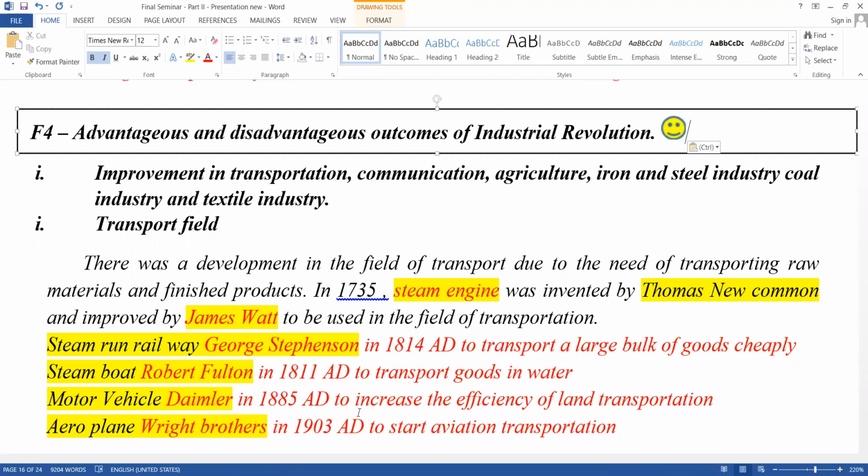That's enough. And the steamboat, Robert Fulton, 1811, to transport goods on water. So I have not included everything. Steamship is not here. Steamship by Henry Bell to transport passengers. Motor vehicle, first motor vehicle, Daimler. Okay, and aeroplane, Wright brothers. You just write whatever you remember. Don't try to remember everything.